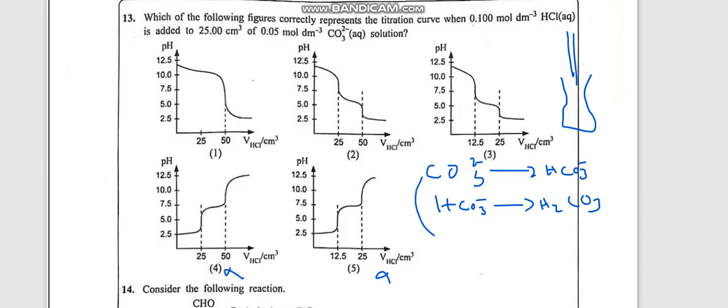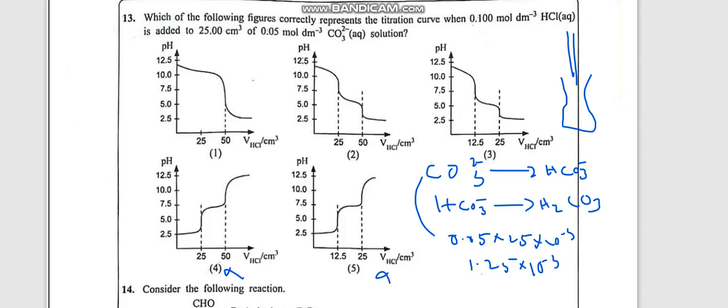So I'll take the moles of carbonate. Concentration times volume is 0.05 into 25 into 10 to the power minus 3. So that will be 1.25 into 10 to the power minus 3 moles. Carbonate and HCl, H plus, will react in 1:1 ratio. Therefore HCl also you need 1.25 into 10 to the power minus 3 moles.